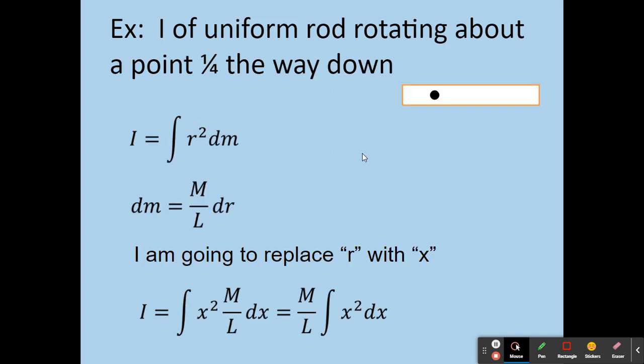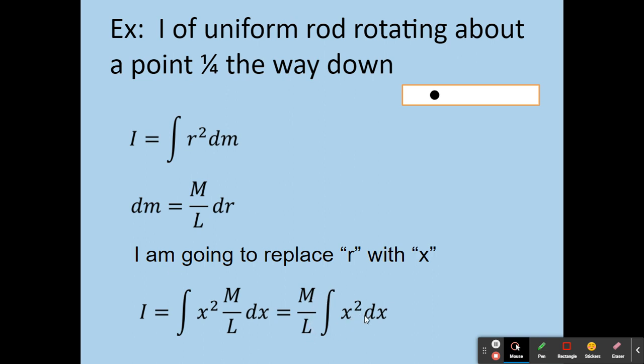And if we have a uniform rod rotating about a point 1/4 the way down, we're going to use I is equal to the integral of r squared dm. dm is going to be equal to m over L dr. I'm going to replace all the r's with x's because I like x more. So that means we have I is equal to the integral of x squared m over L dx. So I've just replaced the dm with this function right here. I can take the m over L outside the integral because it's just a constant.